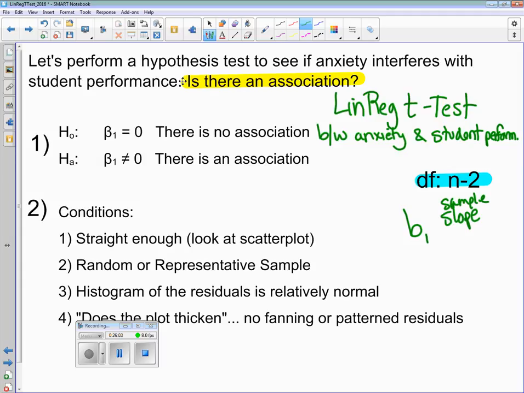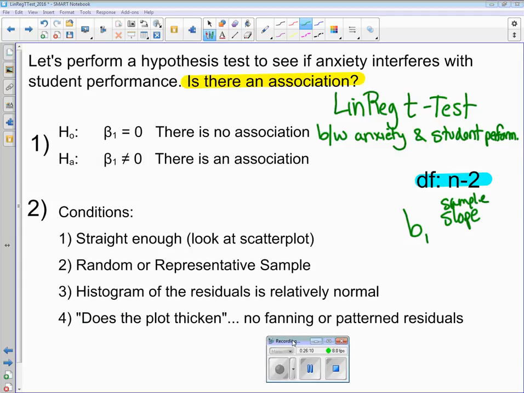Okay? There are, in fact, 4 conditions, almost all of which we do anyway. There's only one that's new. Now, I've never really seen, well, I shouldn't say that. It could happen this year. I hate to say never because they always throw something on there. So the first one's called the straight enough condition.